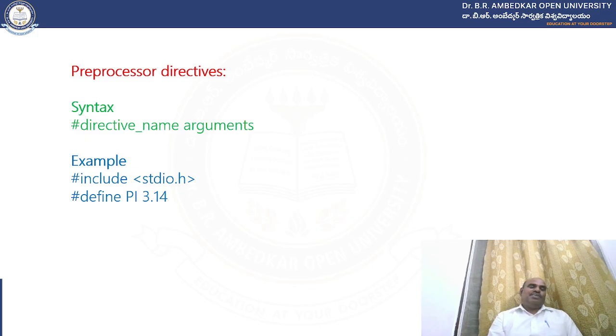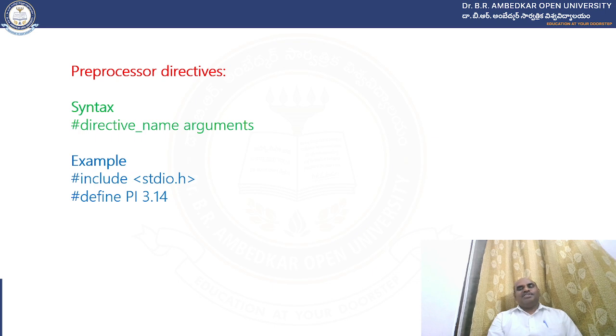This is the syntax. For example, we want to give the preprocessor the pi value. Here you can write like this: hash include stdio.h, that is a header file. We can mention the header file, then we can go for hash define PI 3.14. So here we have mentioned a constant preprocessor. I will tell you now what types of preprocessor directives there are.